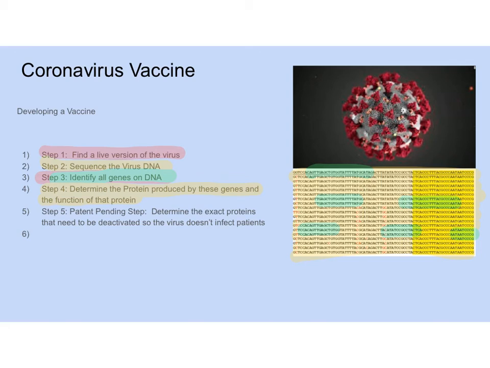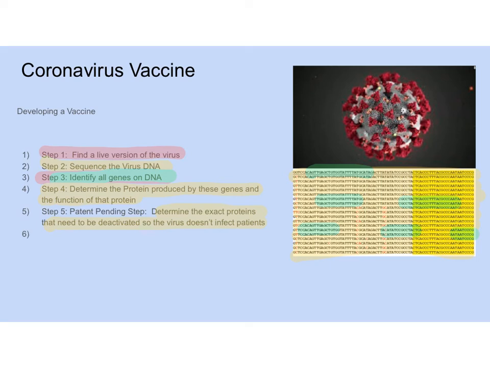So this is open information. Everybody can get this information. This is not proprietary. You're not going to make any money off this. Everybody who's trying to find the vaccine has this information, the first four. Now, this is where the difficulty comes in, and this is what's taking so much time, these last two steps. This is the patent pending step, this is what you would patent. You determine the exact proteins that you need to be deactivated so the virus doesn't infect patients.